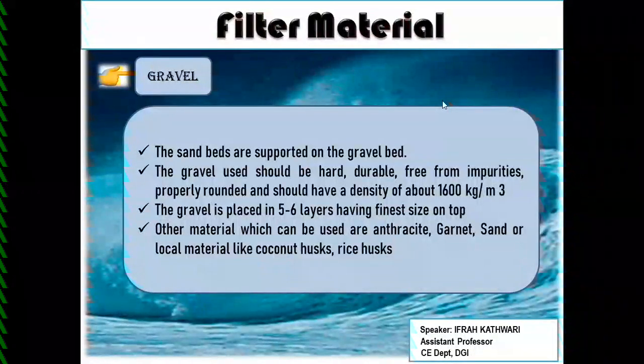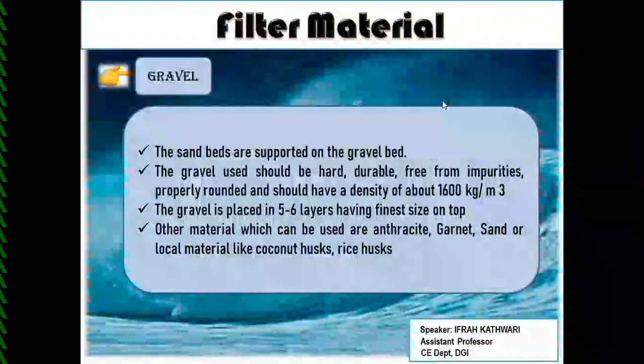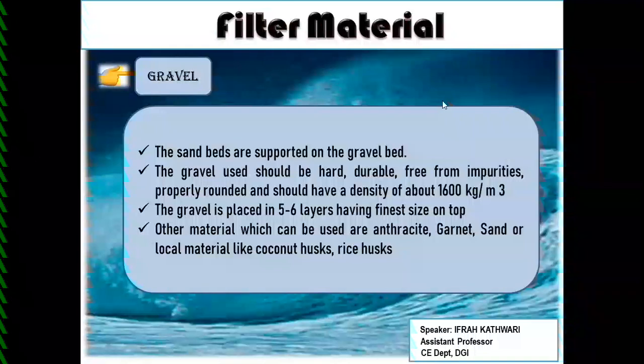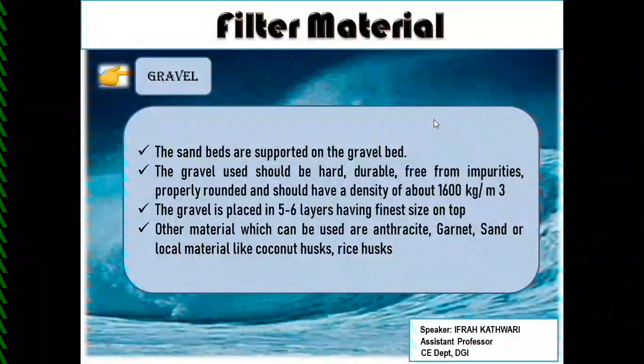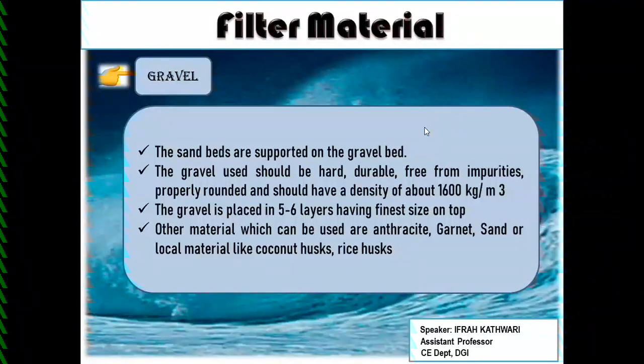The next thing that we need to do is, if you don't have gravel, in place of gravel you can use anthracite, garnet, or sand, or any local material like coconut husk or rice husk. So yes, these are some of the materials which can be used in place of gravel if gravel is not available to you.